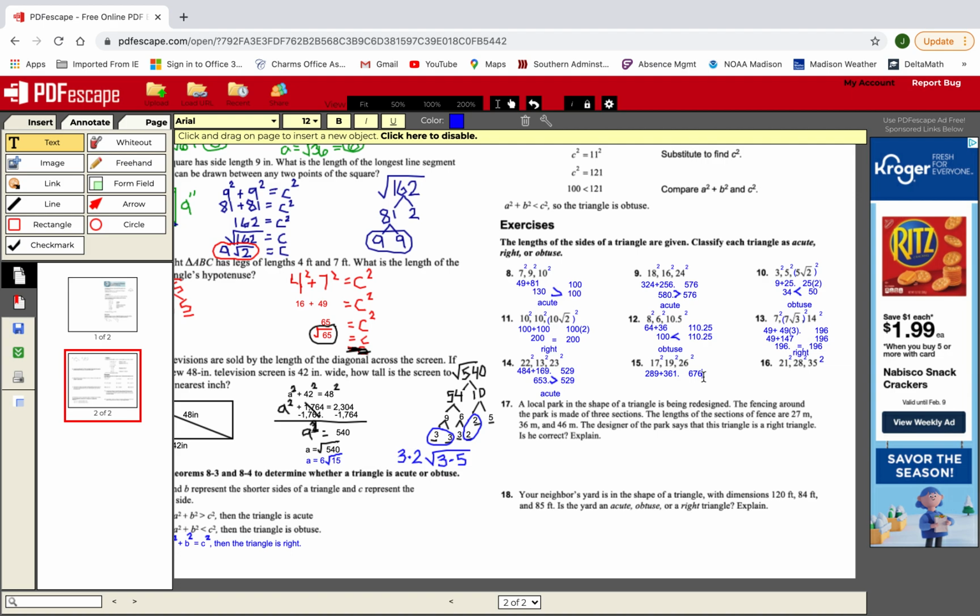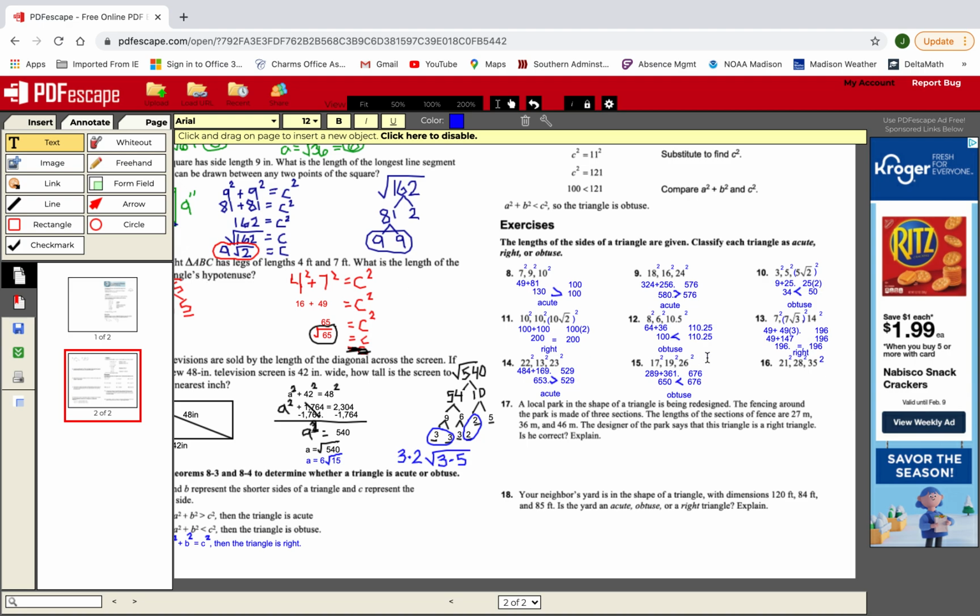So I have 289 plus 361, which gives me 650. They're not that far off, though. 650, and I'm comparing that to 676. So I'm taking my freehand here, and I'm making the alligator eat the bigger one. Alligator always eats the bigger one, because he's hungry. He's no dummy. Okay, so since the c squared portion is bigger, this one's going to be an obtuse triangle.